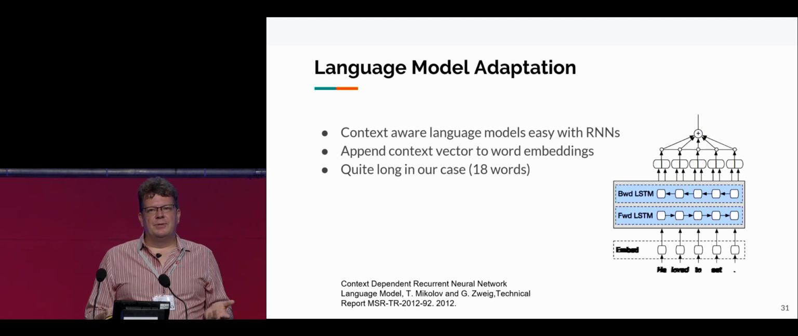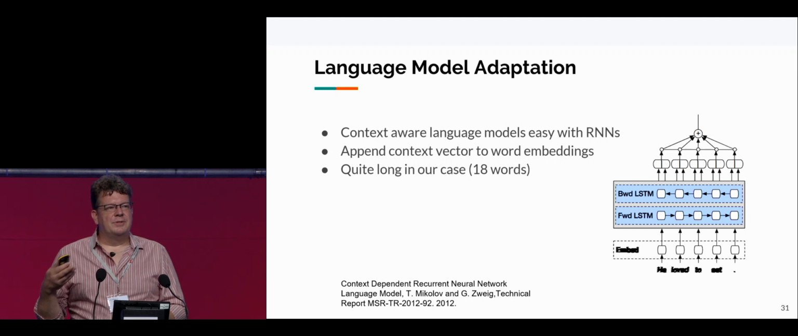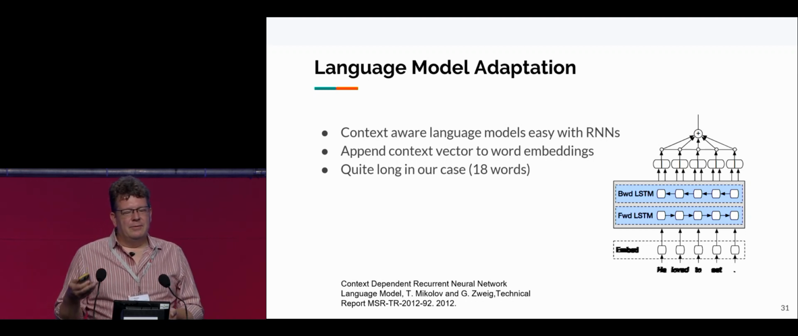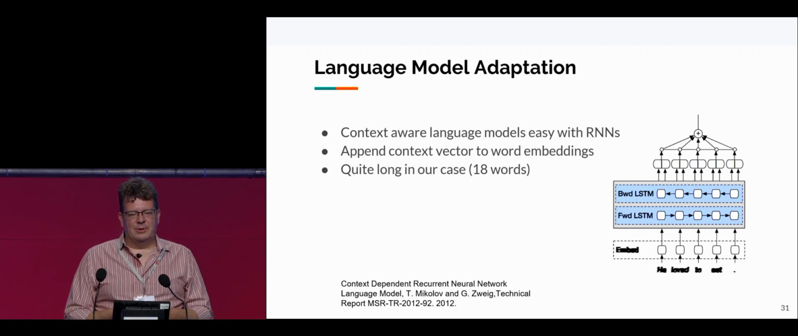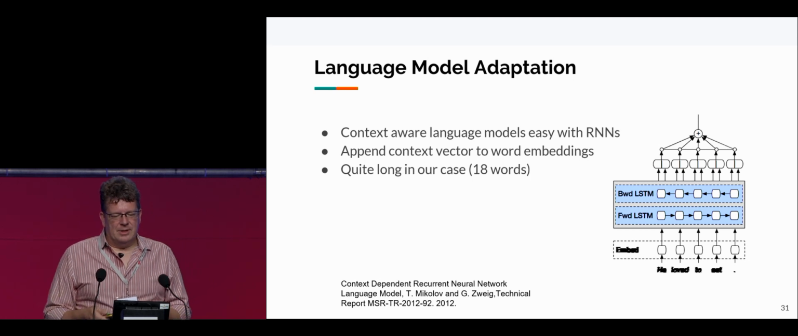This was adaptation of the acoustic model. And you would expect that if we have acoustic information or semantic information from the image, we should also be able to adapt the language model. And language model adaptation is relatively straightforward.